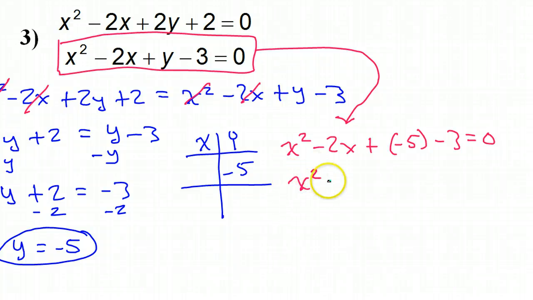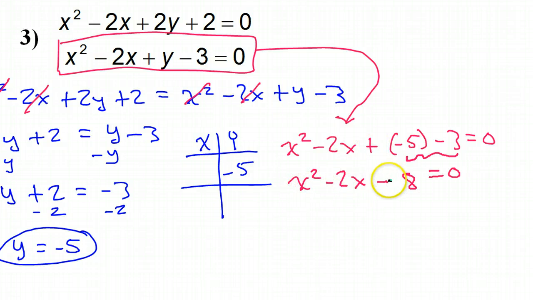So I've got x squared minus 2x. Negative 5 minus 3, that makes negative 8, equals 0. Okay, so maybe we can factor this. Let's give it a shot.